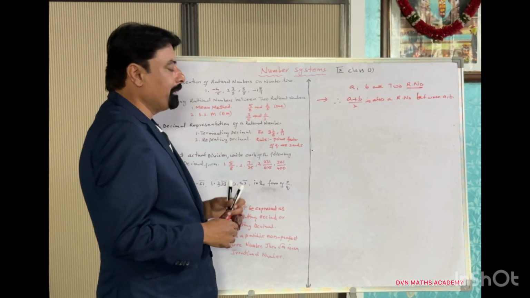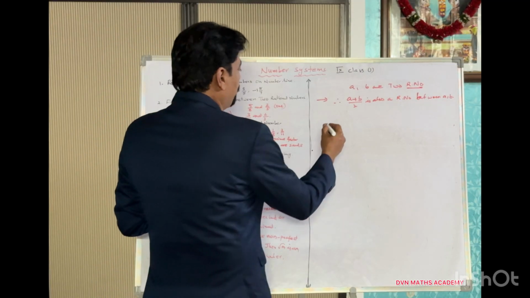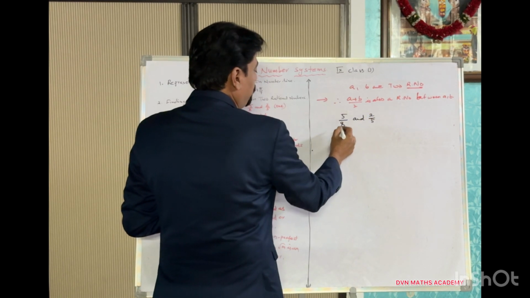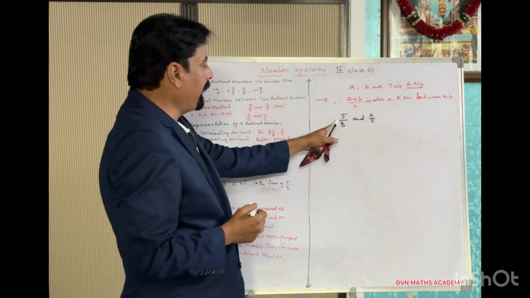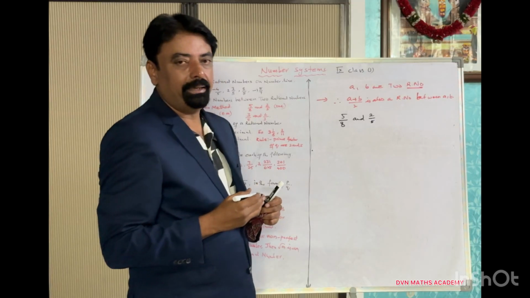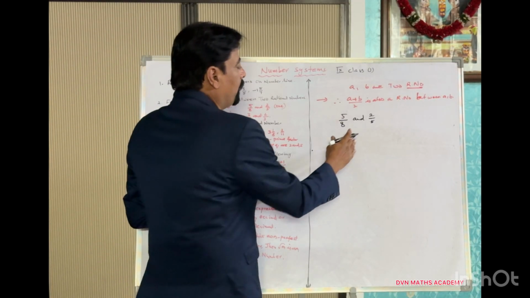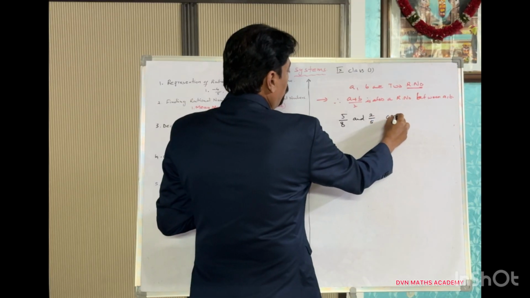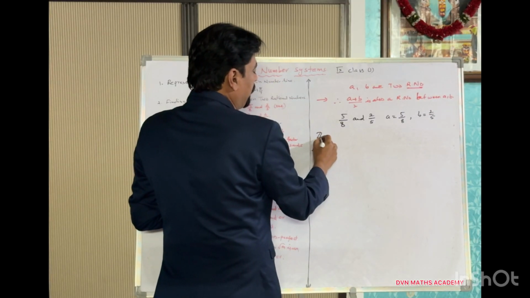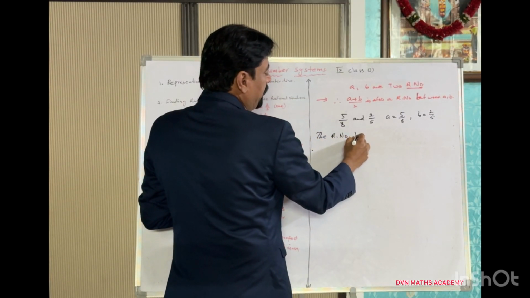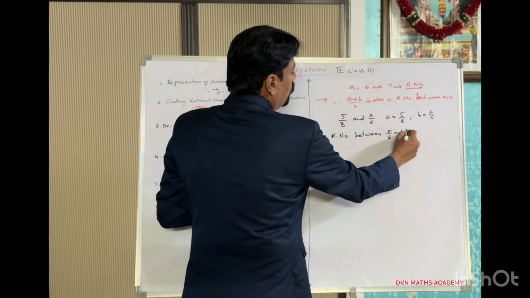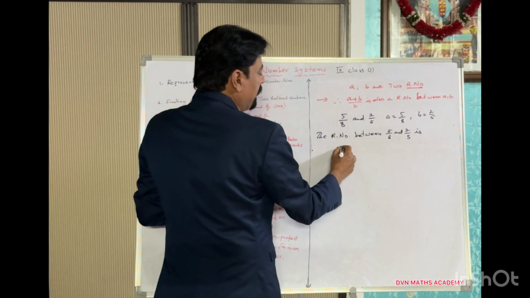Here I have taken some examples. For example, I want to find the rational number between 5/8 and 2/5. This is one of the interesting concepts. You want to write a rational number between two given rational numbers. The first rational number is 5/8 and the next rational number is 2/5. So here a is equal to 5/8 and b is equal to 2/5. So the rational number between 5/8 and 2/5 is, according to the mean method, (a + b)/2.